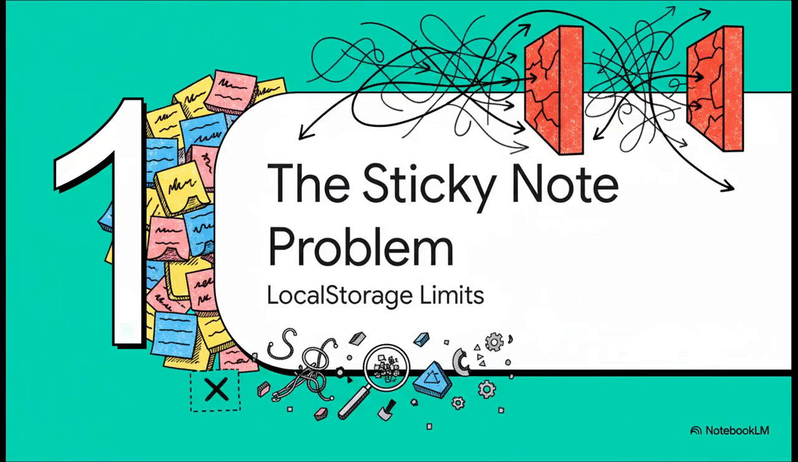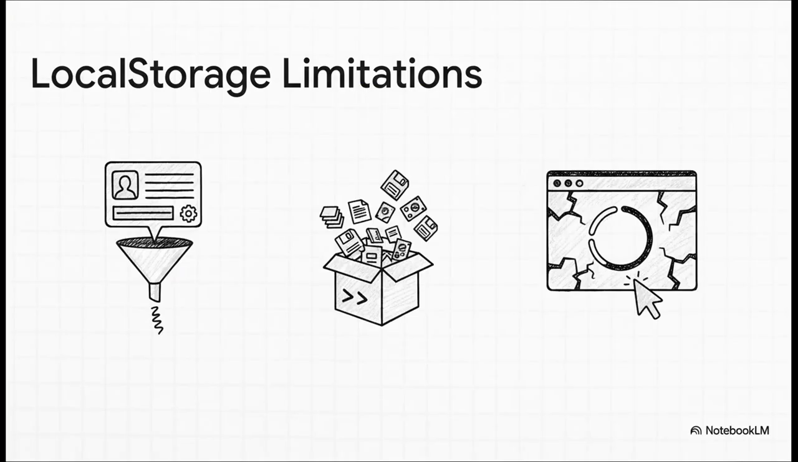So you might be asking, what's so wrong with the good old sticky note? For simple things, it's fine. But for modern, complex web apps, you hit a wall pretty fast. It has some really serious limitations. First off, local storage only understands text, just strings. So if you have any complex data, you're stuck constantly converting it back and forth. It's a pain. Second, it's tiny. You get about 5 megabytes and that's it.